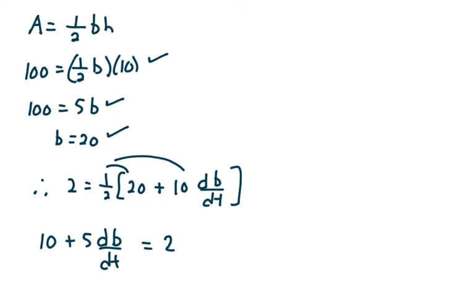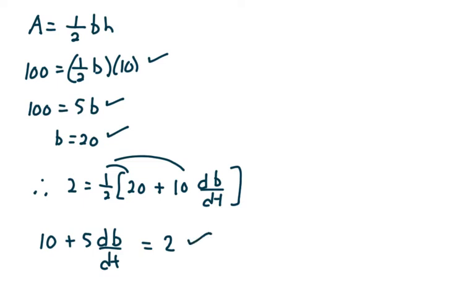So I'm going to plug the 20 in. So 2 equals 1/2 the quantity, 20 plus 10 db/dt. Distribute the 1/2 inside. Half of 20 is 10. Half of 10 is 5. So 10 plus 5 db/dt is equal to 2.